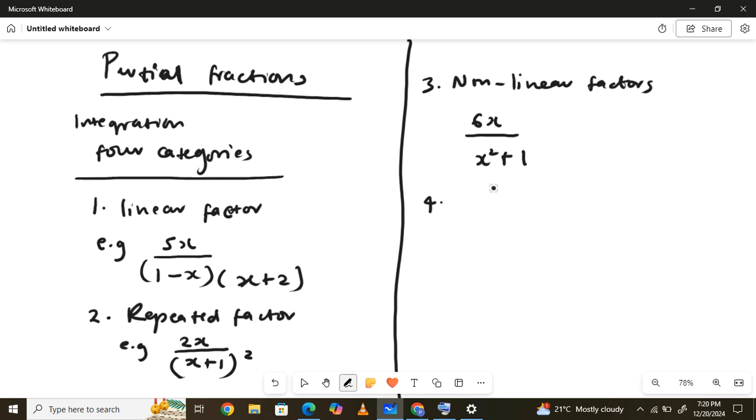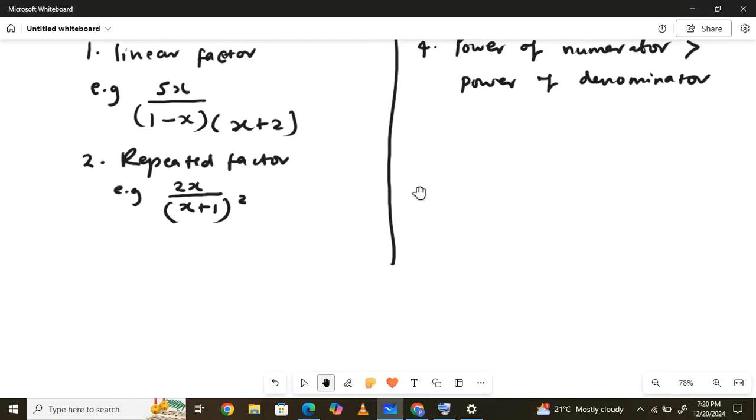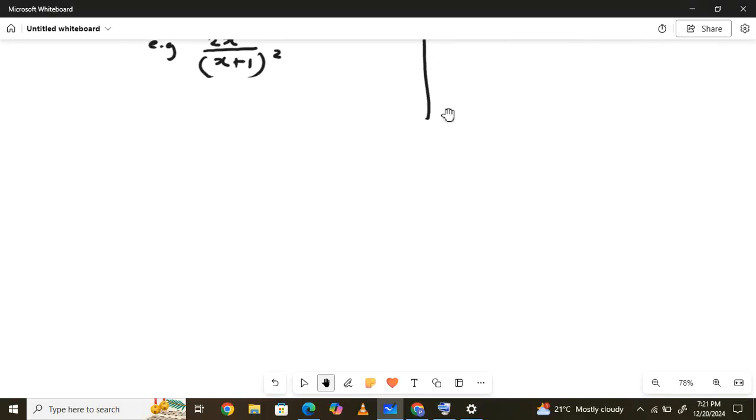And then lastly, we have the scenario where the power of the numerator is greater than the power of the denominator. In this case, you will divide the two polynomials until you get a power which is less than that in the numerator. In today's video, we are going to deal with the linear factors before continuing to the other factors in subsequent videos.